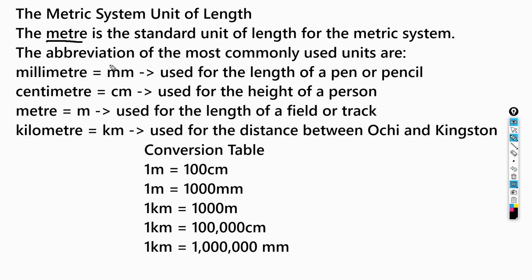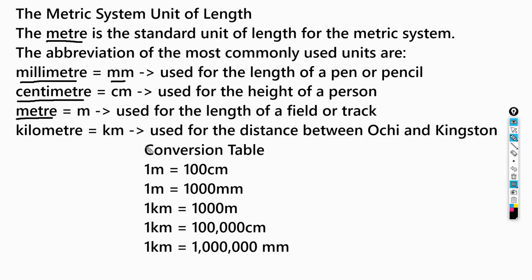The abbreviations of the most commonly used units are: the millimeter, which is used for the length of a pen or a pencil, for short distances. Then we have centimeters, which are used for the height of a person, for example, for longer distances. And we have meters, which are used for the length of a field or a track. Remember we said 100 meters, 200 meters, and so on.